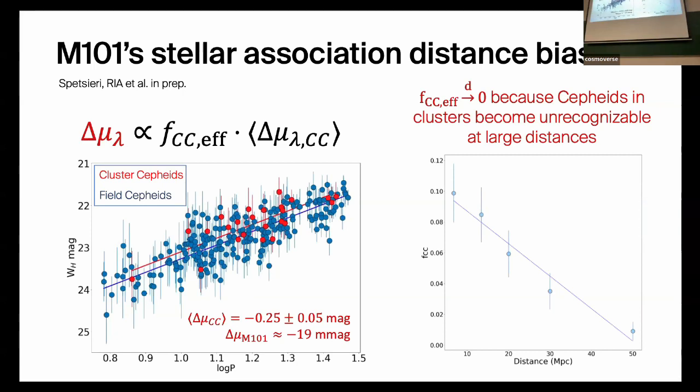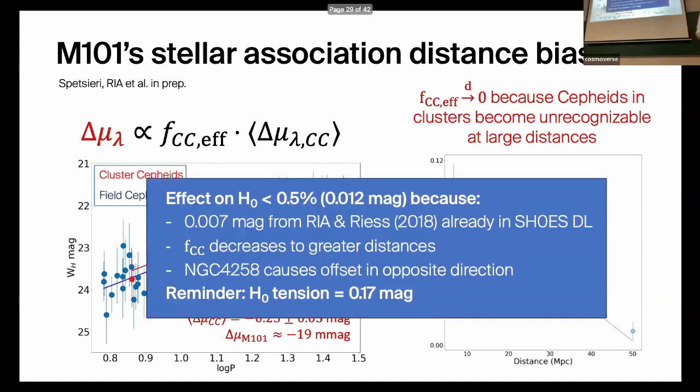And what we see is that the cluster Cepheid fraction of the Cepheids we're still able to recover goes to 0. So that actually means as we're going to longer and longer distances, this term up here goes to 0. In other words, there's not really much margin for this to contribute to the distance ladder. And in addition, there's already a 0.007 magnitude correction applied in the current SH0ES distance ladder based on our earlier result from 2018. So really what we have here is an upper limit to a possible reduction of the Hubble constant that is of order 0.5%.